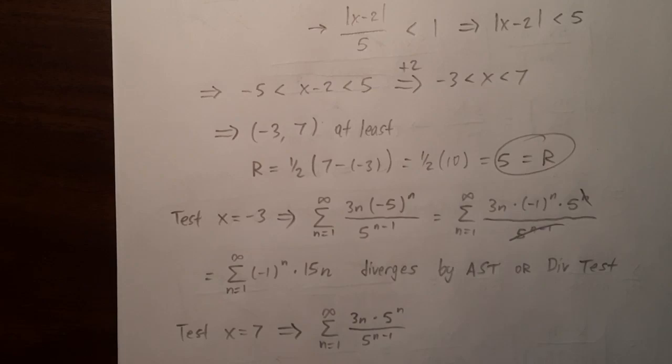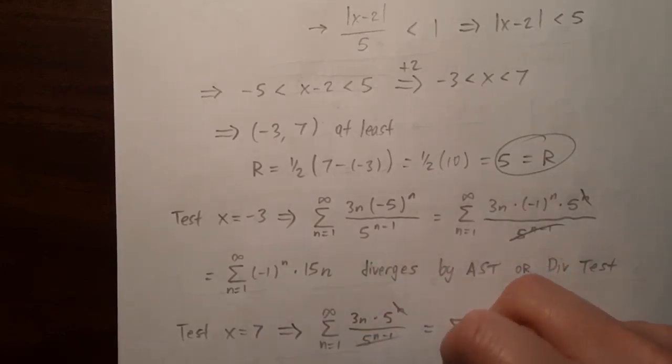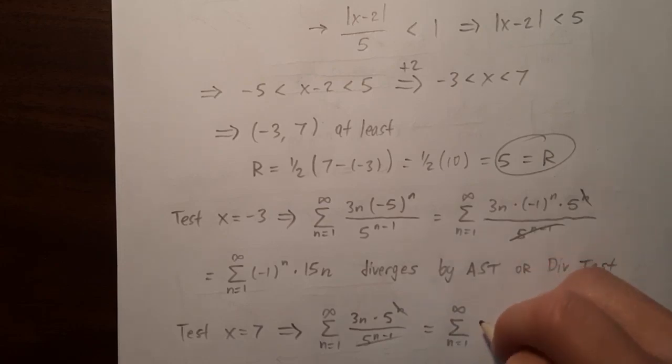Well, that looks a little bit familiar. It looks exactly like this, except we don't have the -1 to the n factor. So, all right, this cancels with all but one of those. And so we're left with the sum from n equals 1 to infinity of 15n.